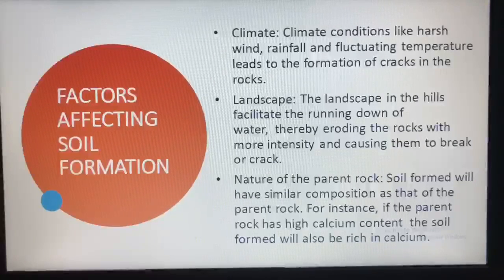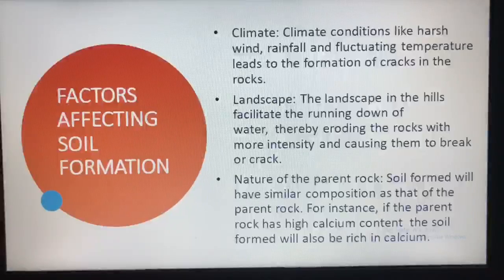Then the next one is nature of the parent rock. Soil formed will have similar composition as that of the parent rock. So how the parent rock is, like that the soil will be formed. For example, if the parent rock has high calcium content, then the soil formed also will be rich in calcium. So this is the nature of the parent rock.